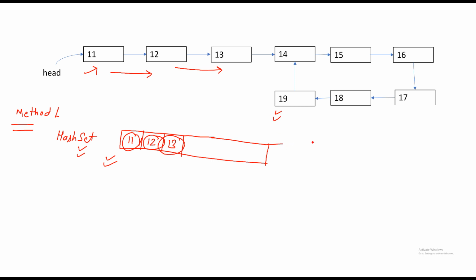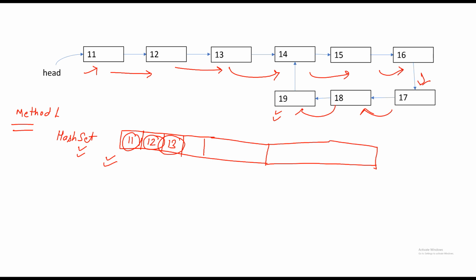So let me create a hash set, and I'm gonna add all these nodes one by one. From 13, it will move to 14, from 14 to 15, 15 to 16, 16 to 17, 17 to 18, and 18 to 19. In all these cases, it is going to search whether the present node is in the hash set or not. If you search 14, it will not be present. Similarly, if you search 15, 15 will also not be present, so we'll go and add it. If you search 16, 16 will also not be present, we will go and add it. Similarly, we will search for 17, 18, and 19 also.